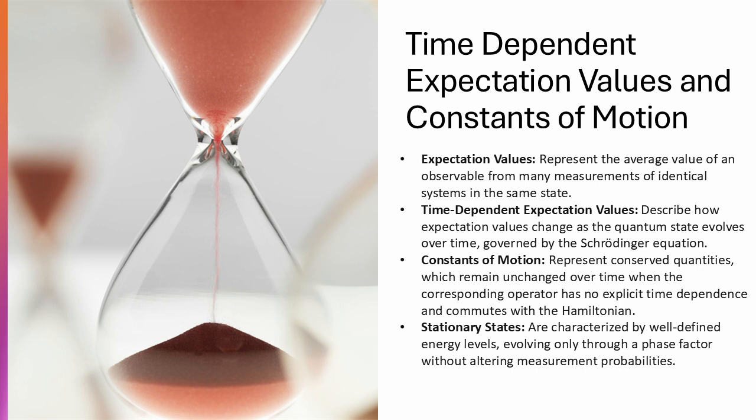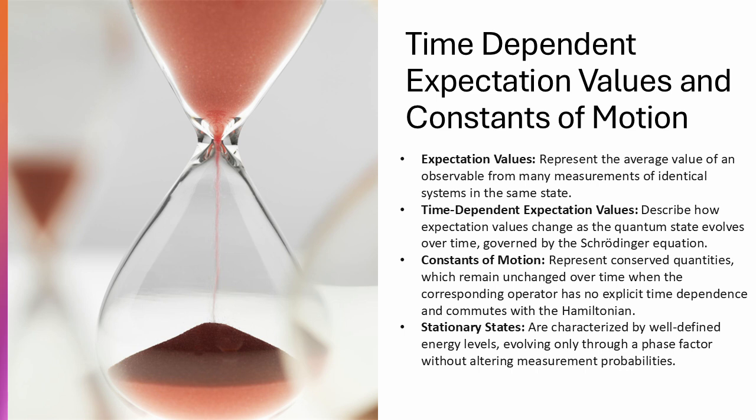Think of it like trying to figure out the average height of students in a class. You wouldn't just measure one student and call it a day. You'd measure a bunch of them and take the average. Expectation values are like that, but instead of heights, we're dealing with things like a particle's position, momentum, or energy.